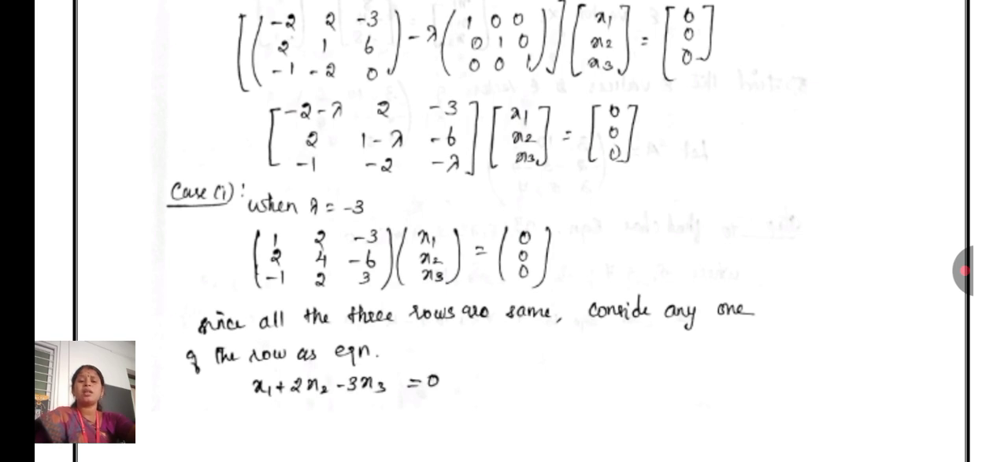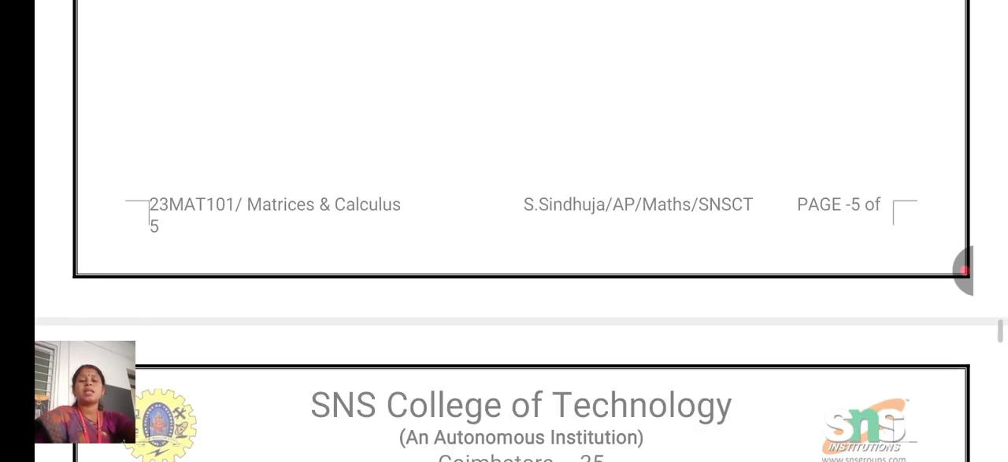In the second row, when we divide by 2, we get 1, 2, -3. In the third row, when we take the negative sign as common, we get 1, 2, -3. So all three rows are the same. When we take a cofactor for any one of these rows, we get an eigenvector of 0, which should not happen. An eigenvector is always a non-zero vector. So in this case, we take any one row of the matrix and rewrite it as an equation, that is x1 plus 2x2 minus 3x3 equal to 0.